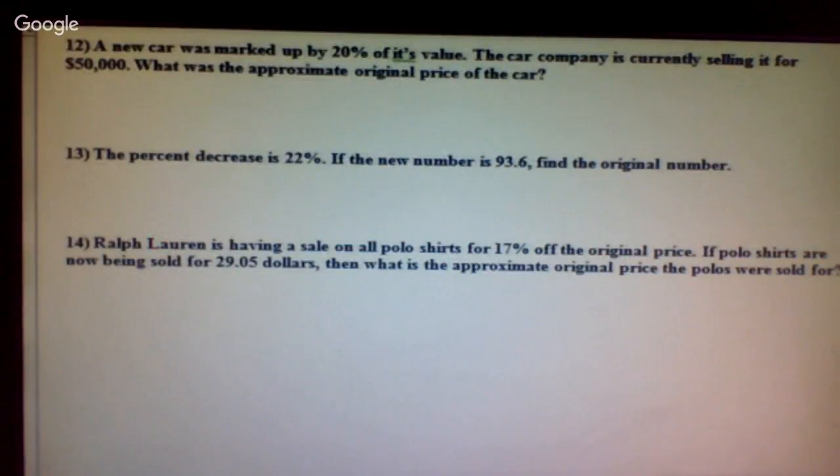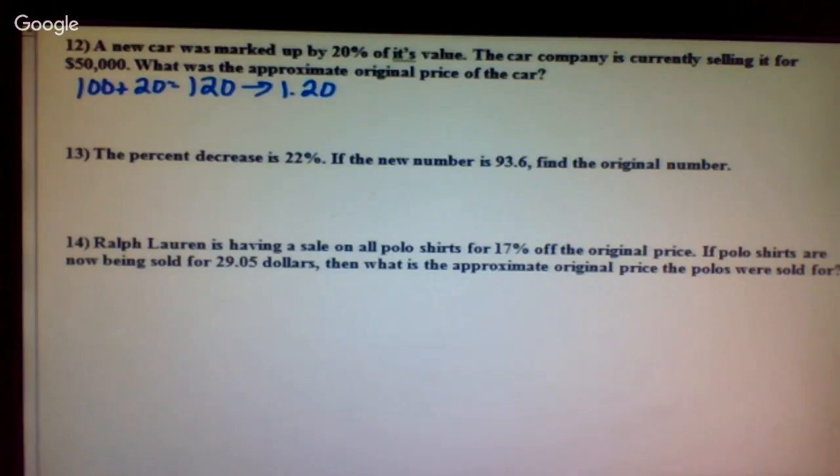A new car was marked up by 20%, which means it has been increased. So we add it, which gives me 120, written as a decimal is 1.20. Okay, now read the rest of it carefully. The car company is currently selling it for $50,000. What was the approximate original price for the car?